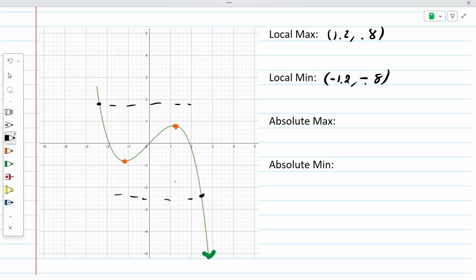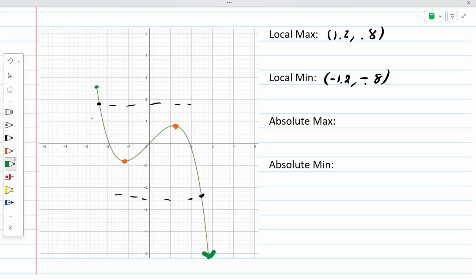But notice this graph has an endpoint. So we always have to check our endpoints, because the endpoints could give us other local or global maximums or minimums. And we see right here, there's a point. We have to check our endpoint when we're given an endpoint. So this is also going to be a local maximum, because there's nothing larger on either side.